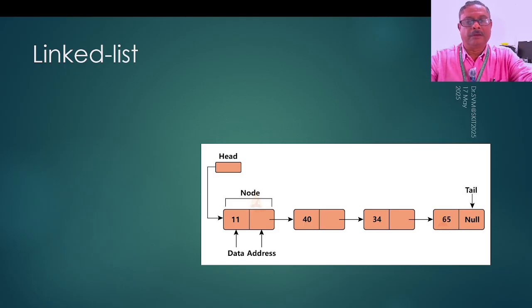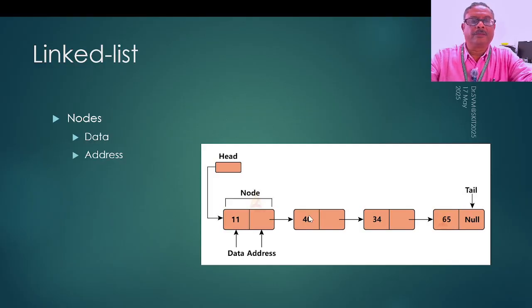In this session, let us look in detail at what a linked list is. A linked list consists of nodes. As seen in the figure, we have a node and the nodes are linked together. The node consists of two parts. The first part holds the data, and the second part holds the address where the next node is situated.